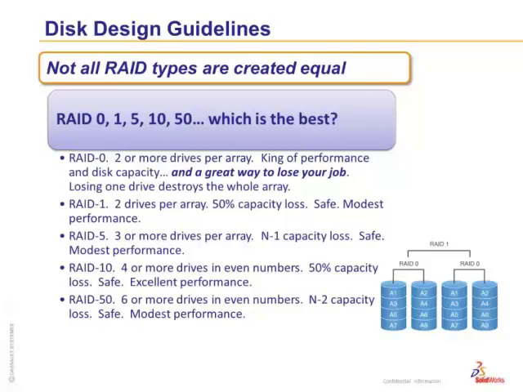Then we get into a RAID 10, which if you look at RAID 0 and RAID 1, you put them together, you've got RAID 10. So 4 or more drives in even numbers, you lose half the capacity. It's very safe, though. I mentioned RAID 0 isn't, but RAID 1 is basically a complete mirror of RAID 0. And you get excellent performance.